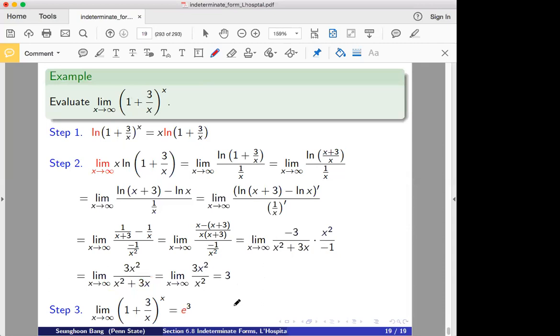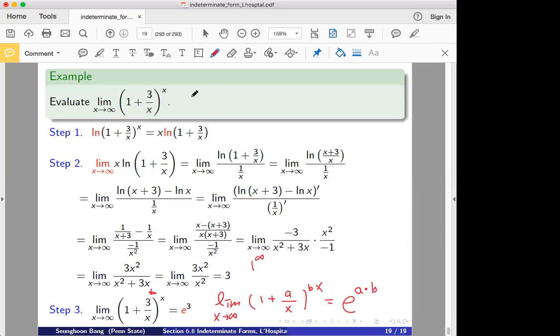So I want to give one good general formula from this example. As x approaches infinity, (1 + a/x) to the power bx is exactly the 1 to the power infinity form. What is the answer? This is always e to the a times b. This is one good formula.